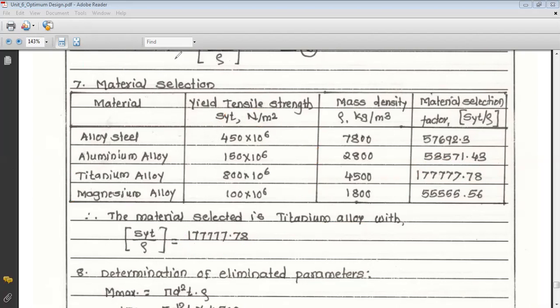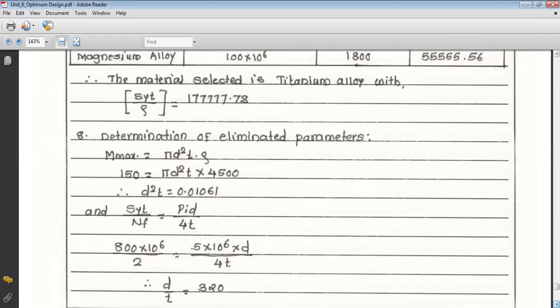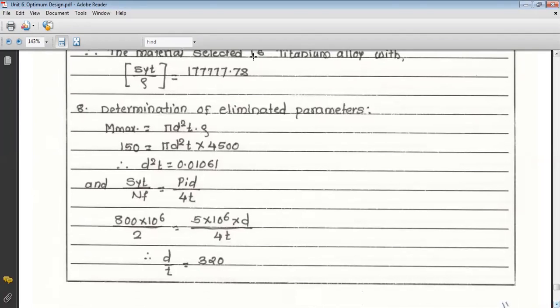Now next step, we have to determine the eliminated parameter. So we have eliminated two parameters, that is, first we have eliminated thickness and second we have eliminated the diameter. So for that we require two equations. So first equation is your mass equation, that is m max is equals to pi d square into t into rho. So this is mass equation. So maximum mass is 150, pi d square into t into 4500. From that we can find out a d square into t term. So this is the first equation.